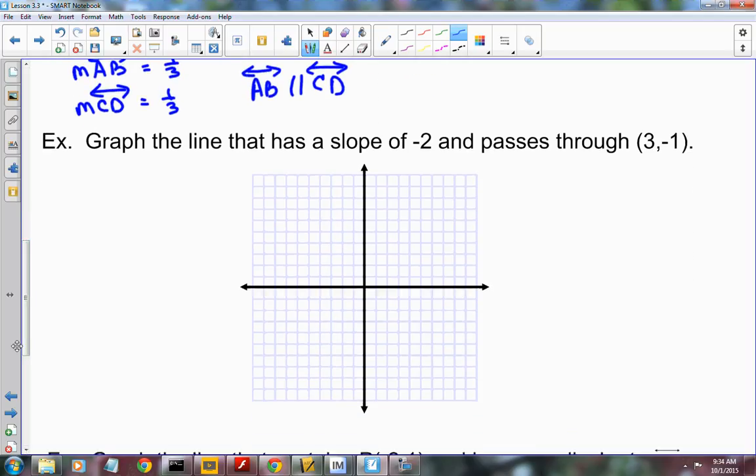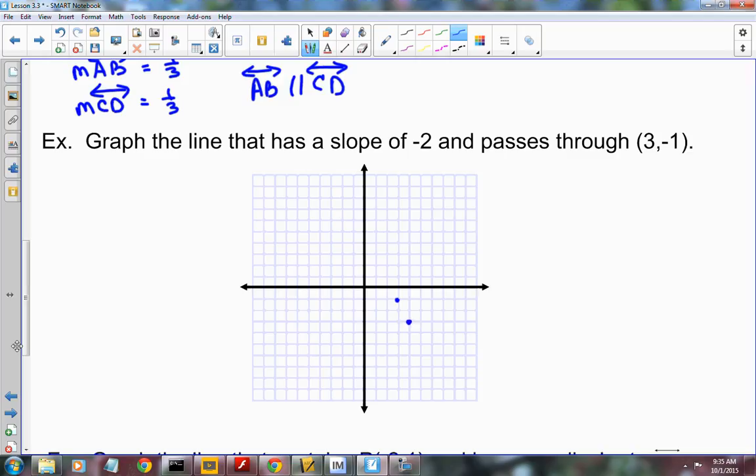Graph the line that has the slope of -2 and passes through the point (3, -1). So if I'm going to graph this, what's the first thing I've got to graph? The point (3, -1). So from the origin, 1, 2, 3, and down 1, right? Okay, and then I have to do my slope. My slope's -2. What is that? Rise -2, run +1, from where? From that point, right? So I'm going to rise -2, which is down, and run 1.